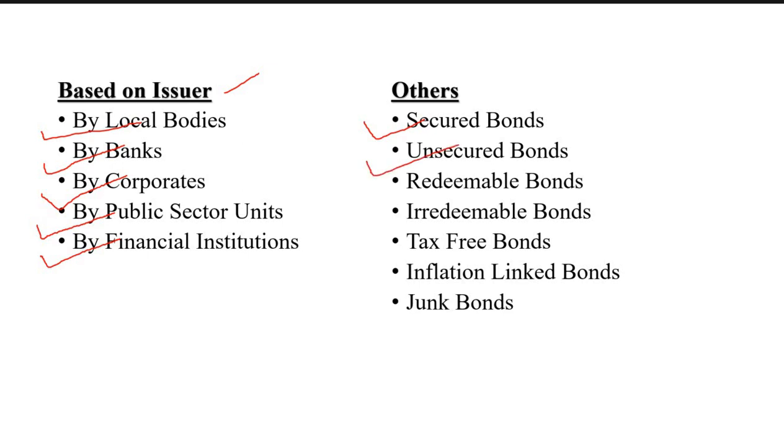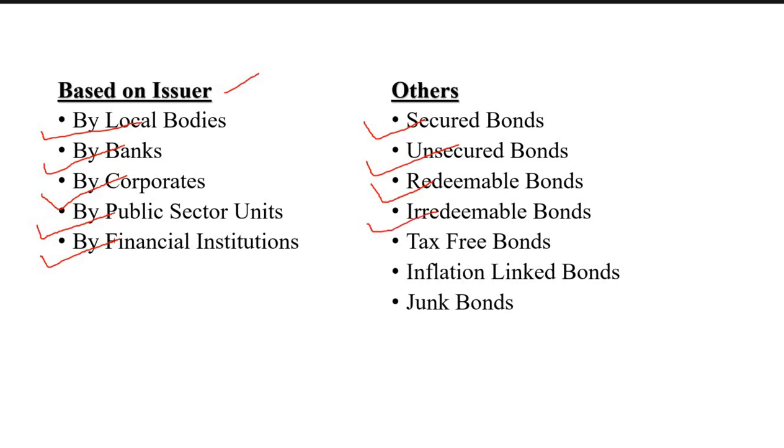Next is redeemable bonds. So what is redeemable bonds? The bonds which are redeemed or which have a specific time of maturity period, such kind of bonds are known as redeemable bonds. For example, a bond is issued of rupees 1000 for 5 years. So 5 years is what? Its maturity period. So after the 5 years it gets redeemed, right? It will be paid back to its holder. Such kind of bonds are known as redeemable bonds.